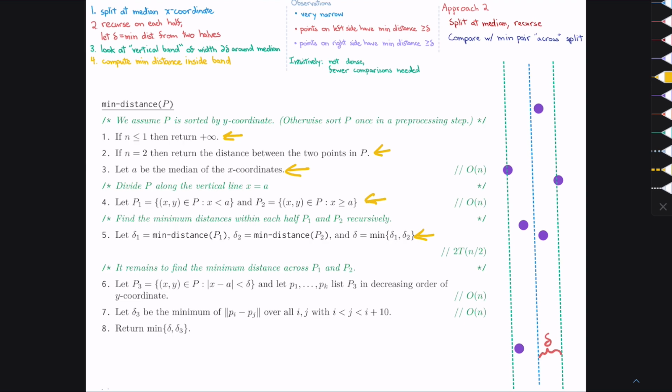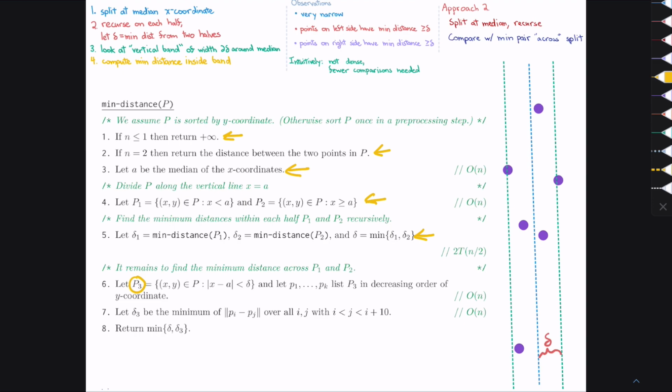Okay, and then now P3 is this band, right? This is all the points where the x-coordinate is within delta of the median x-coordinate. So that's that vertical band. Okay, and then here we have to prove this works.